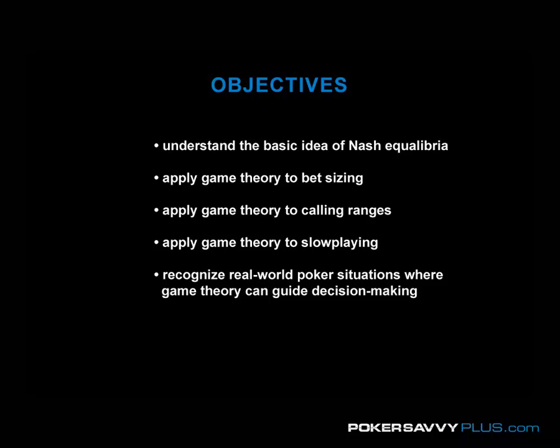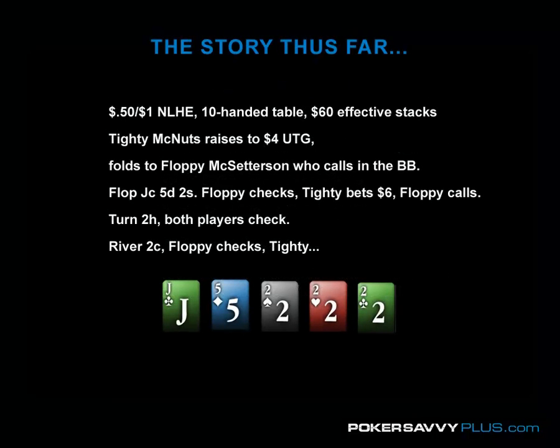And remember, this information is just to kind of put it in a poker context. It's really not particularly important for the bulk of what we're doing today. We've got a $50 no limit hold'em game, 10-handed, $60 effective stacks. Tighty McNuts raises to $4 under the gun. Action folds to Floppy McSetterson, who calls in the big blind. Flop is a Jack, 5, deuce rainbow. Floppy checks. Tighty bets $6. Floppy calls. Turn is the deuce of hearts. Both players check it through. The river is the deuce of clubs. Floppy checks again, and now Tighty has a decision about whether to bet and how much to bet.